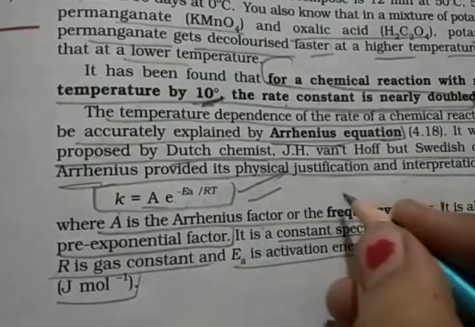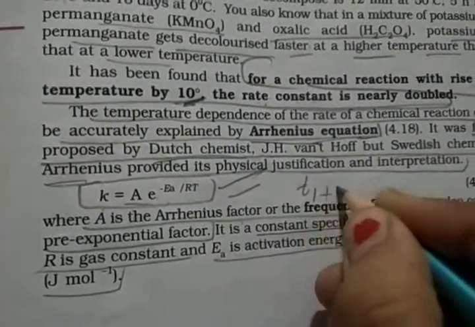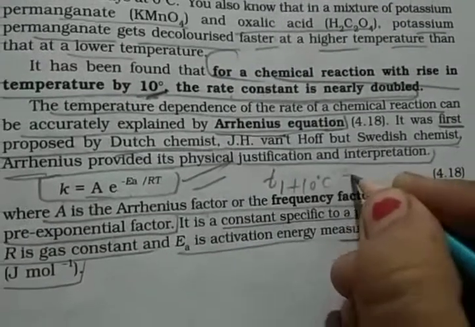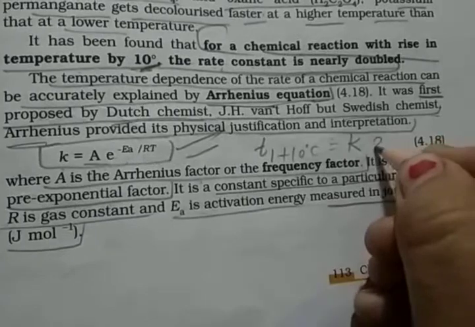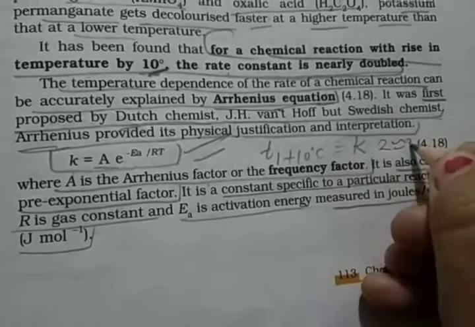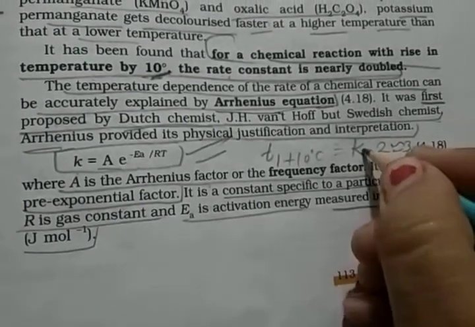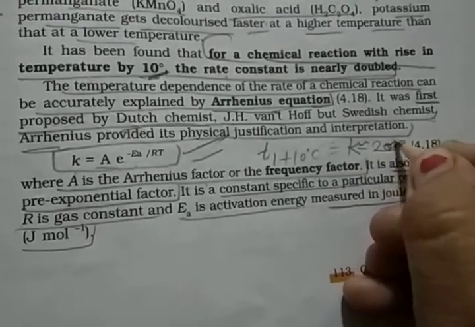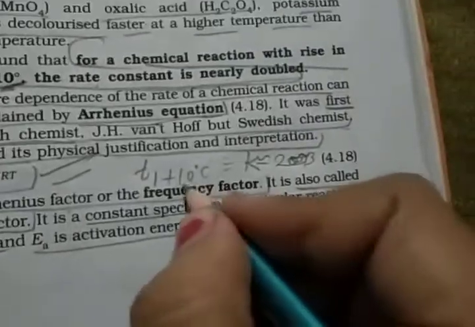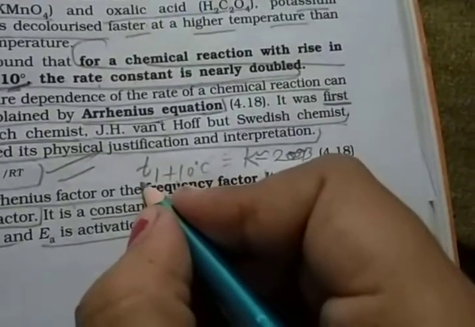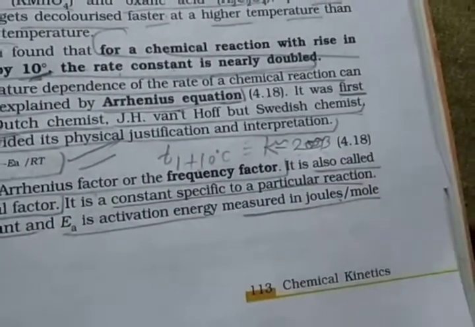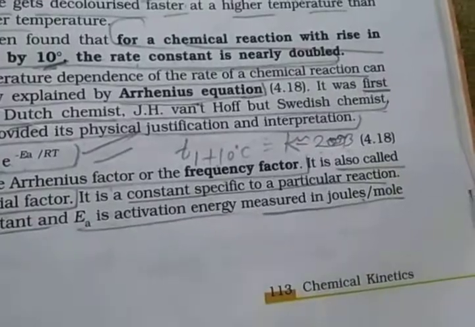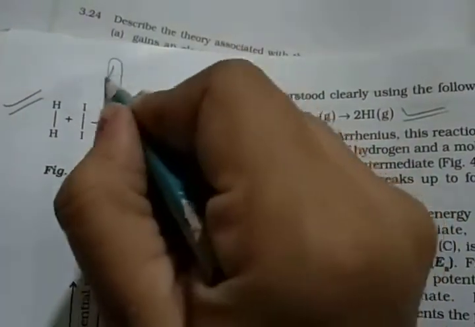So the temperature T1 plus 10 degrees C means the rate constant becomes approximately 2, otherwise 3. Whenever the temperature increases by 10 degrees Celsius, the rate constant value increases 2 or 3 times, either doubling or maybe tripling. The next topic is the description of activation energy.